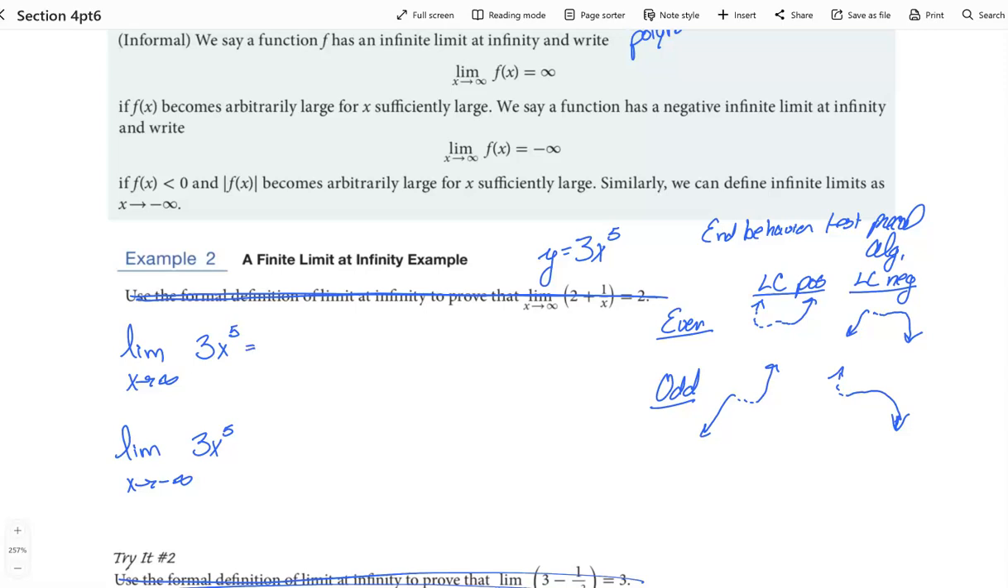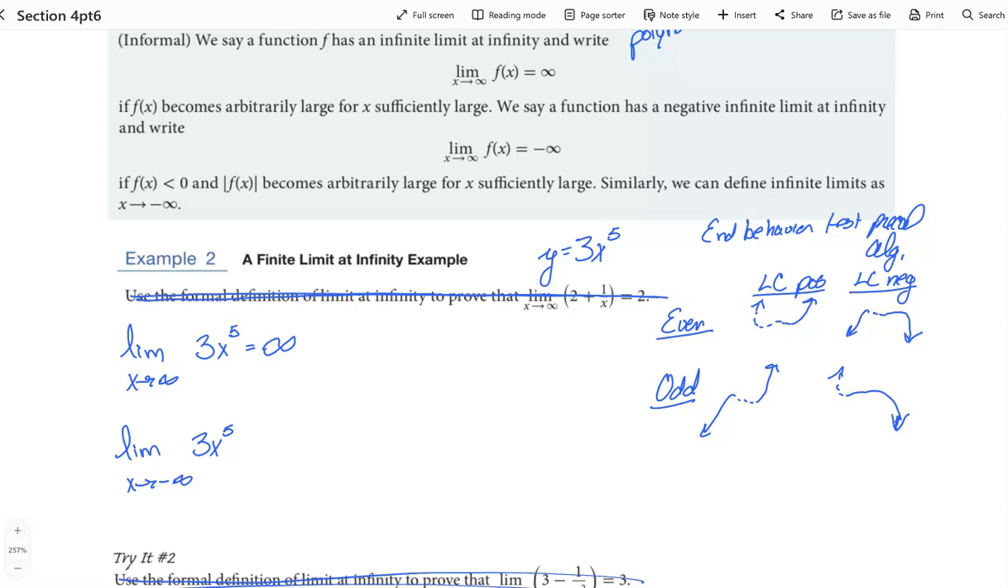If we plug in super big numbers in here, so I'm thinking a million or a billion, we're going to have 3 times a million raised to the fifth power. Well, this is just going to get larger and larger and larger as our x value gets bigger and bigger and bigger, which is why that side's heading to infinity, which is the same thing that the end behavior test would tell us. Let's look at what happens as x approaches negative infinity.